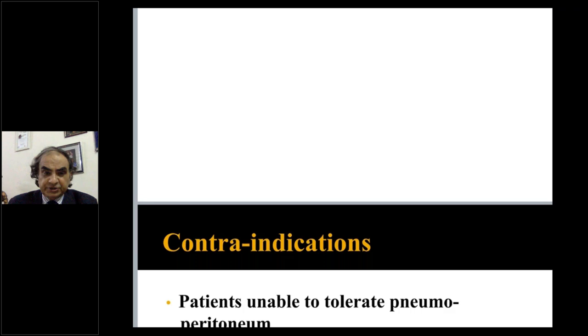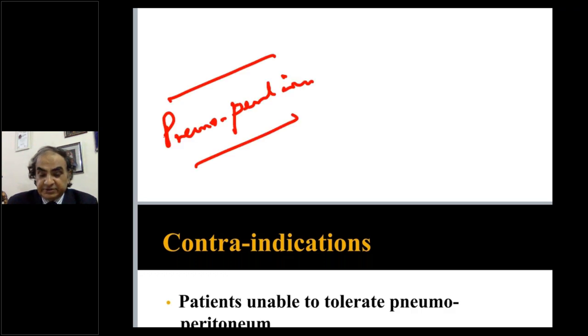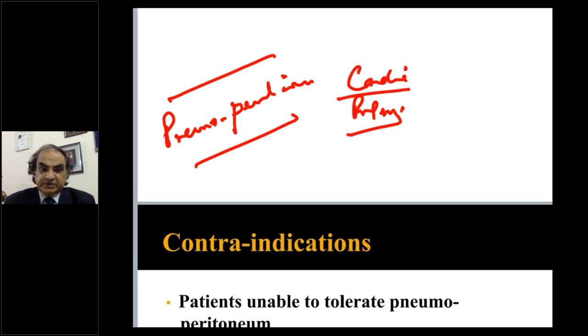What are the contraindications for doing it? Patients unable to tolerate pneumo. Naturally, if you can't tolerate pneumo, you're too sick to be found out as to what you're suffering from. The cardiac status, pulmonary status, they're all at risk, so we won't take it. These are not the cases where you would like to do it. If you cannot do pneumoperitoneum, you can't do diagnostic laparoscopy. And it is applicable to ICU patients as much as it is applicable to other patients.